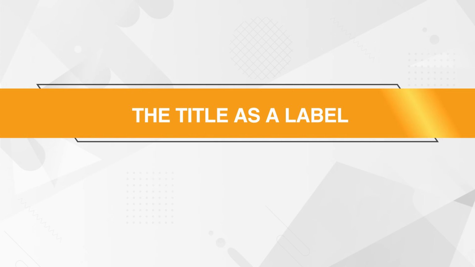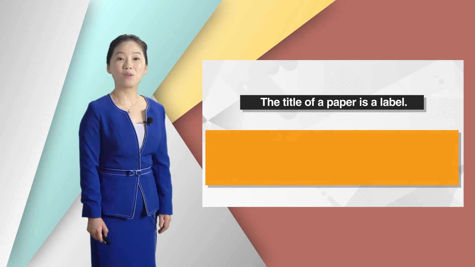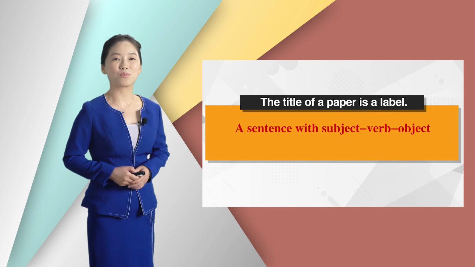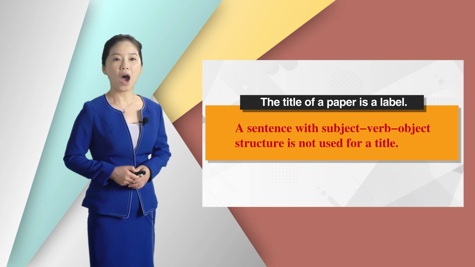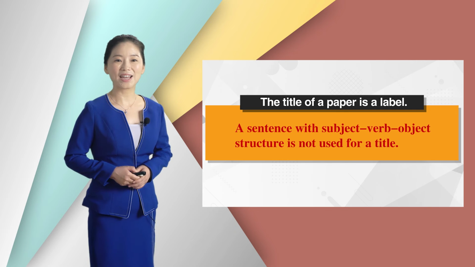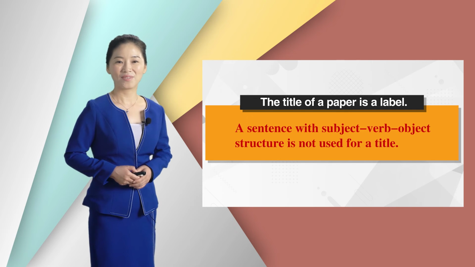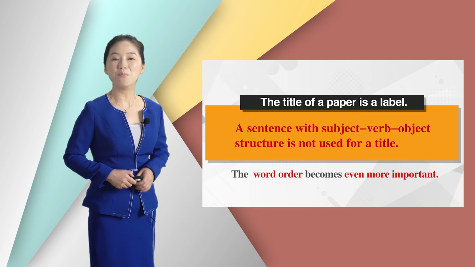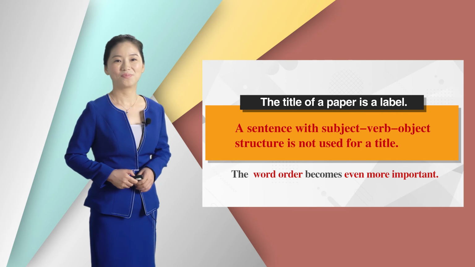Remember the title as a label. The title of a paper is a label; usually a sentence with a subject, verb, object structure is not used for a title. So a title is simpler and shorter than a sentence. In this case, the word order becomes even more important.